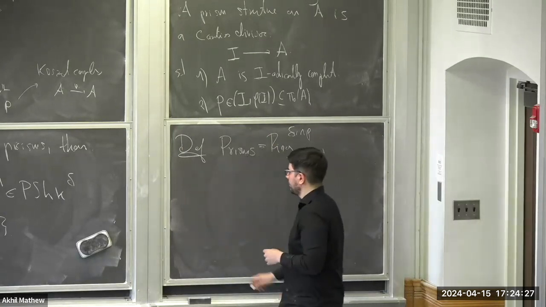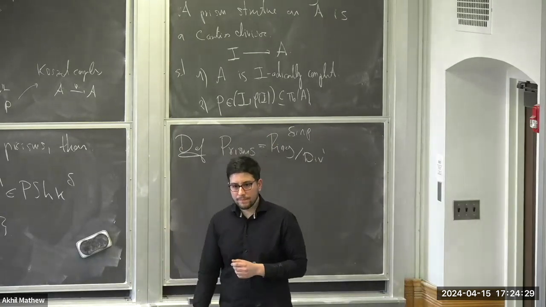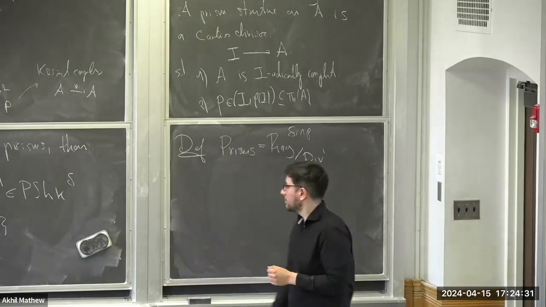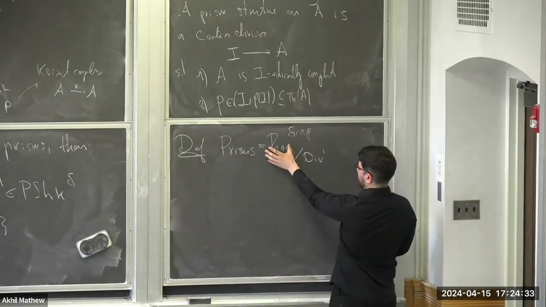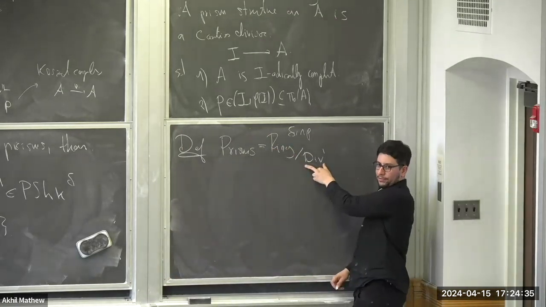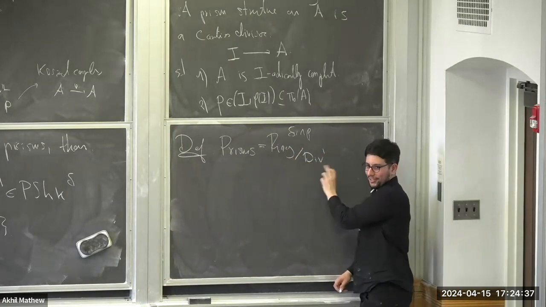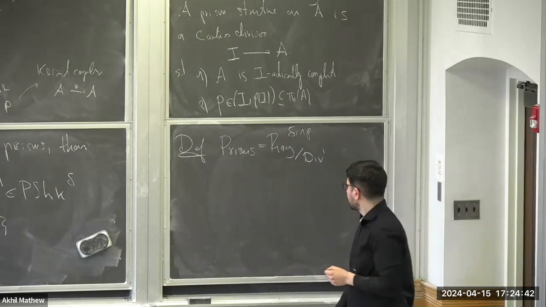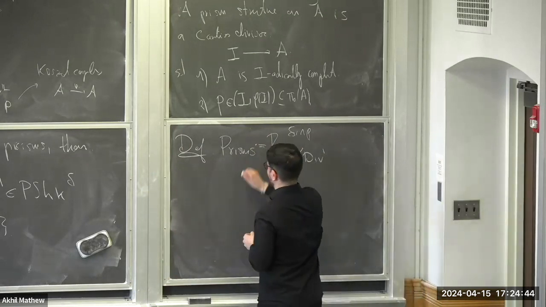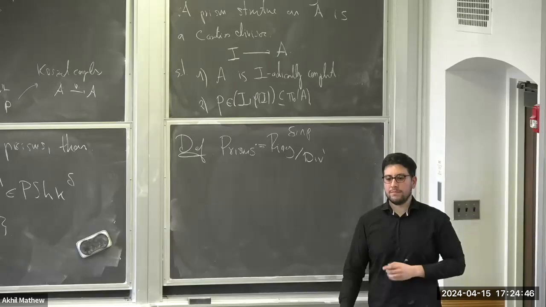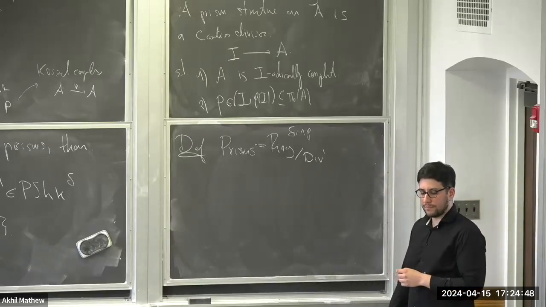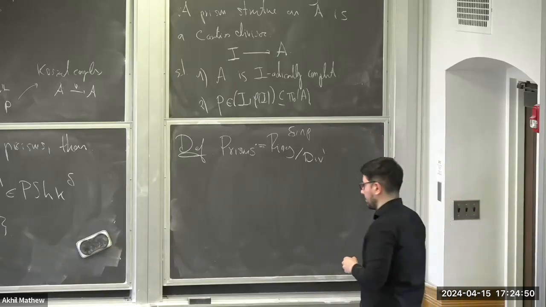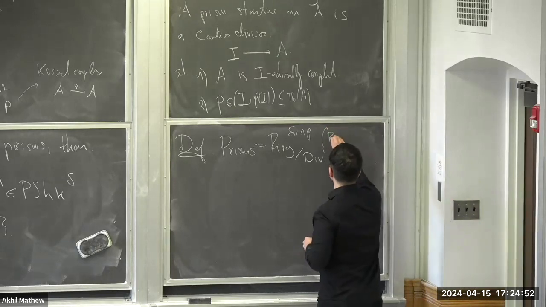So now there's another ring with some prisms. This is the definition of Bhatt-Scholze. Yeah. It's more of a thing.